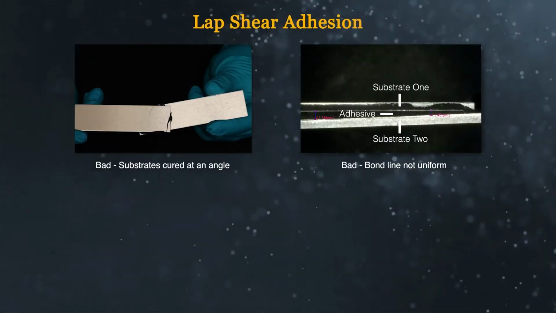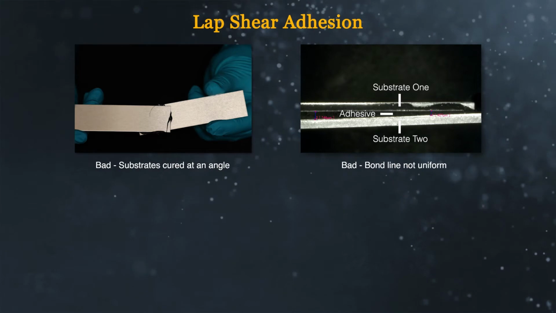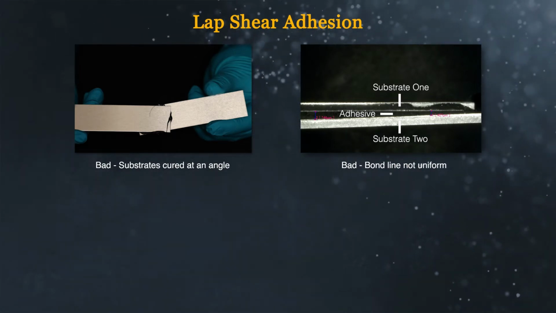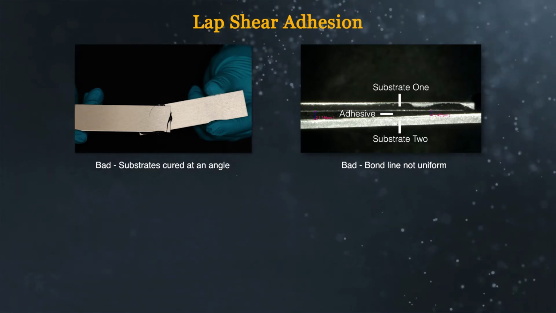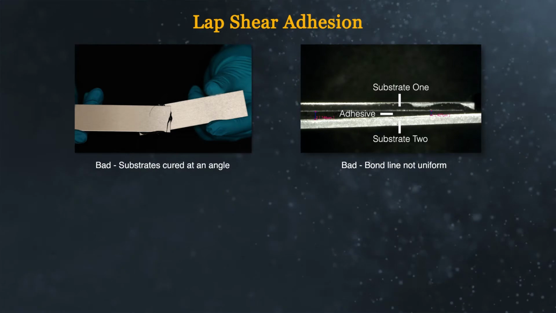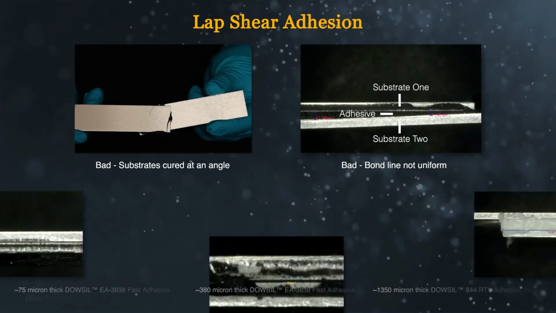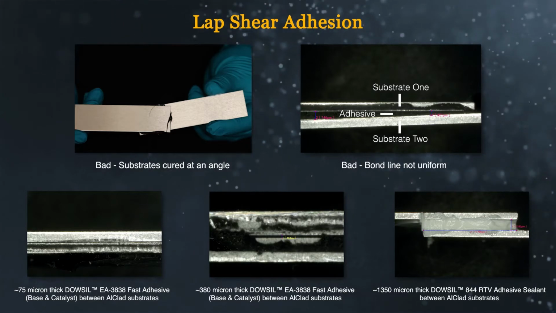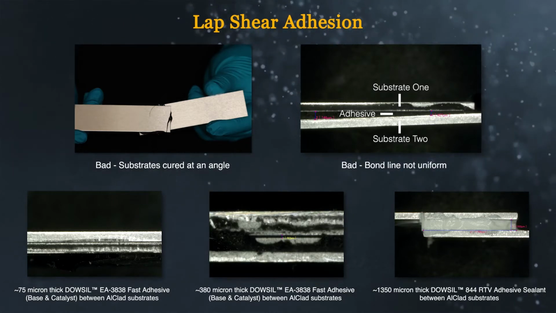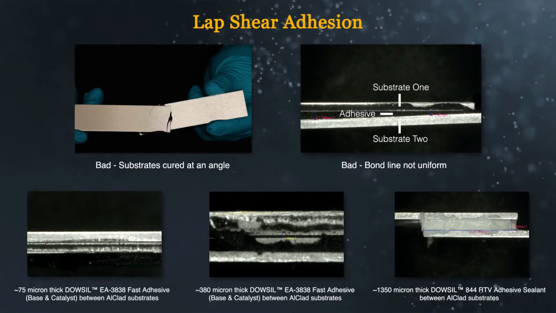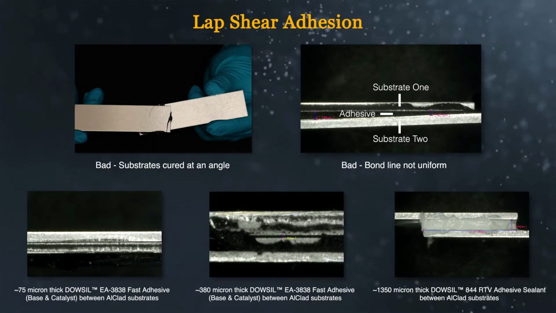Lap shear samples must be carefully constructed to produce accurate, reproducible results. Substrates that are cured at an angle or samples that have non-uniform bond lines can result in increased measurement error. For standard adhesives, the bond line can be varied and should be tested at the desired application thickness. To achieve the required bond line thickness, glass beads, wires, or specialized jigs can be utilized.